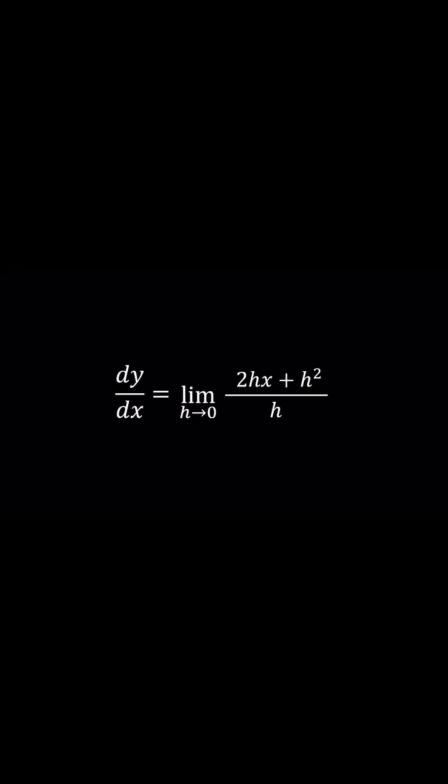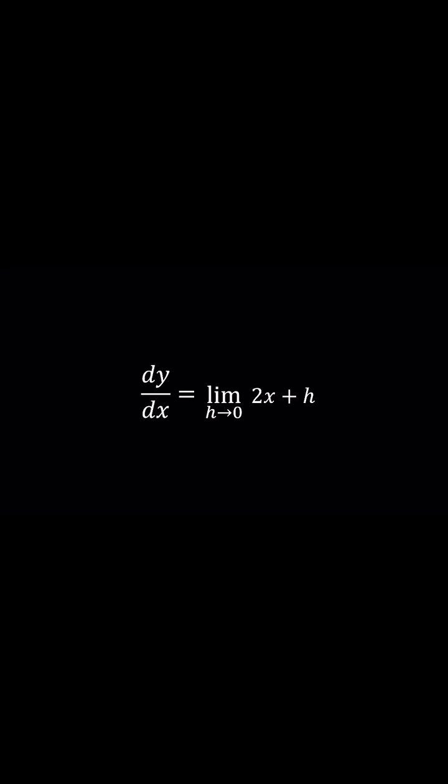Cancel out the x squared terms. Simplify by dividing each term by h. Finally, take the limit as h tends to 0, which gives 2x. So the derivative of x squared is 2x. Now, is there a quicker way to do this?